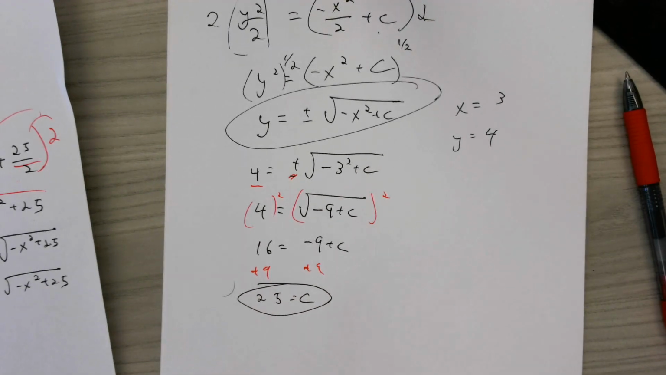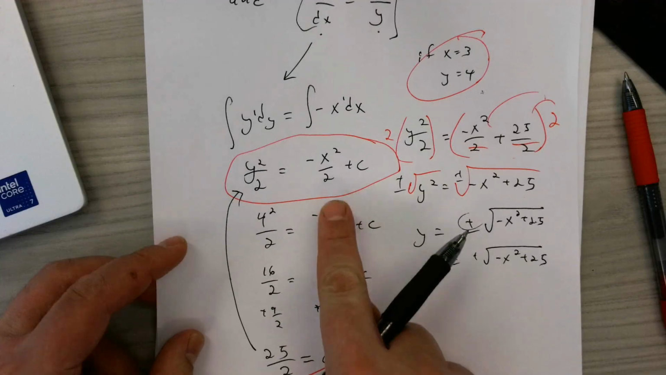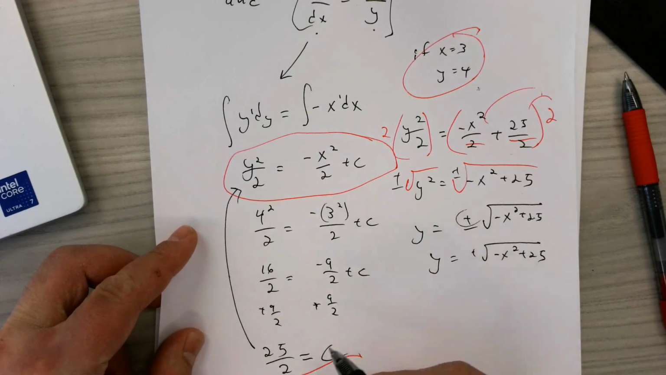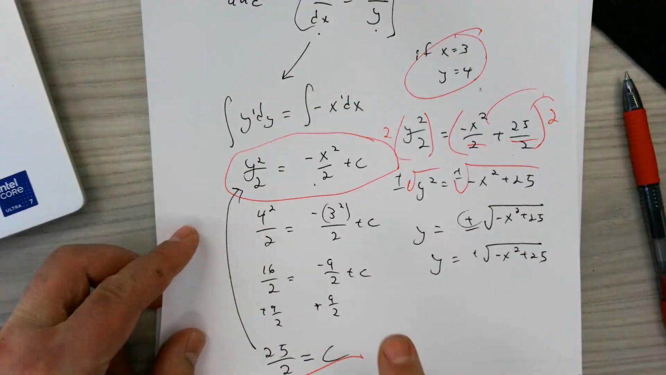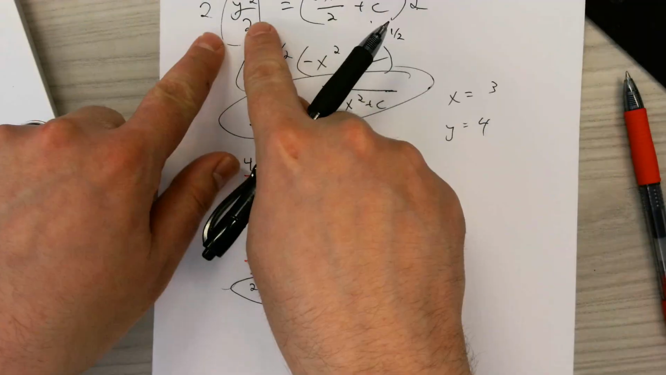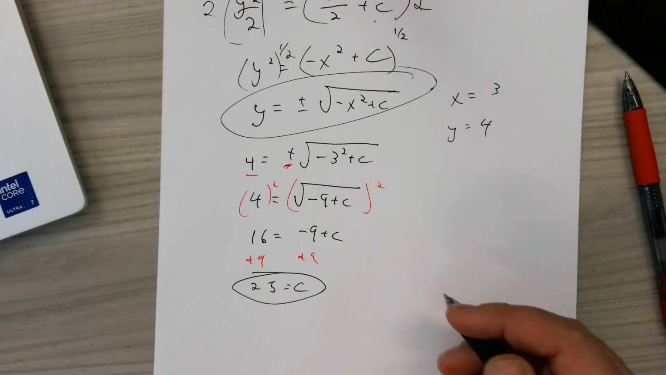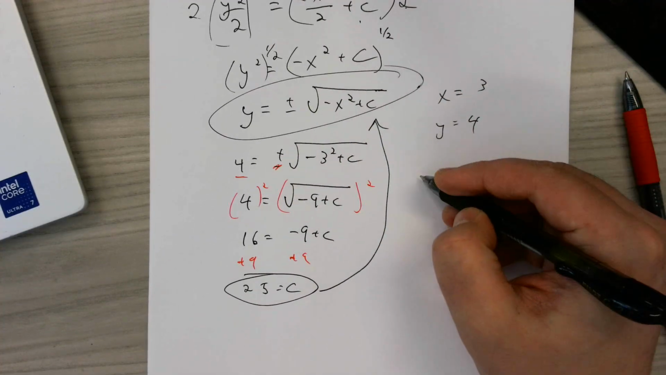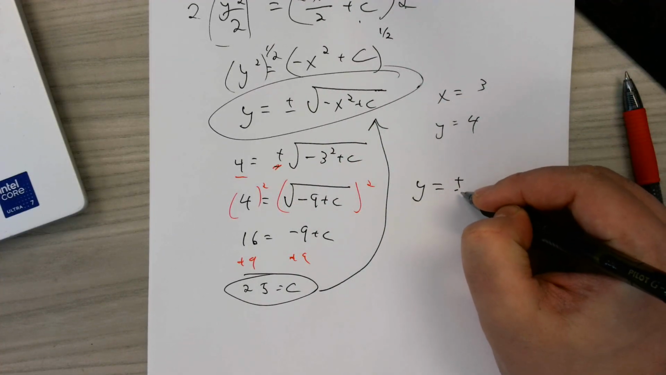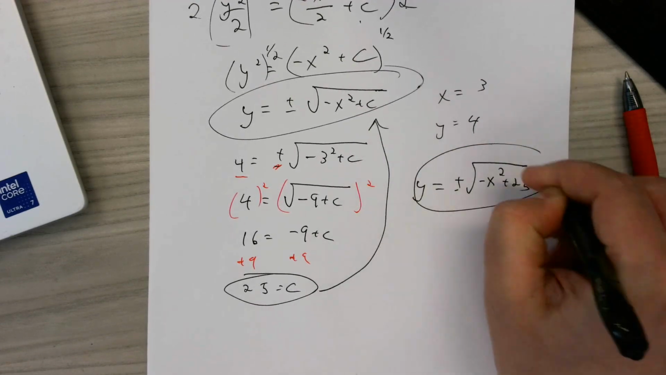So I did this problem 2 ways. The first time that I did it, I solved for c right away, and then I just plugged that back in to where I was. The second time I did this, I solved for y and then c. But notice, once I plug this back in, y equals the positive square root of negative x squared plus 25.